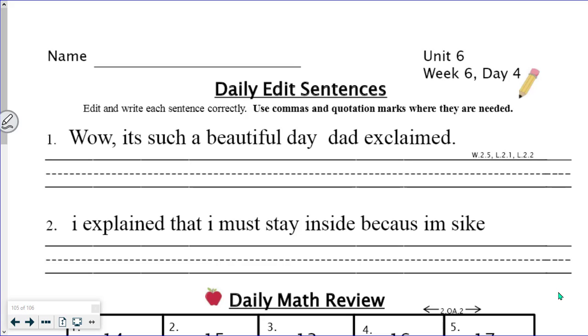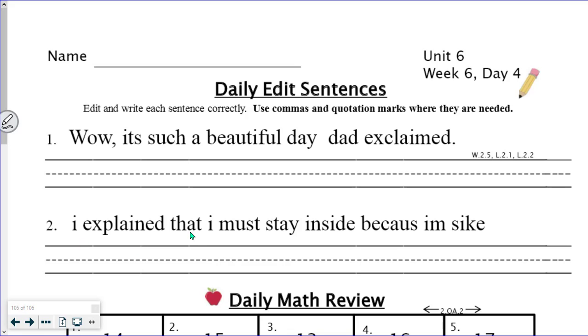We are on Unit 6, Week 6, Day 4. It should be Thursday. The directions say edit and write each sentence correctly. Use commas and quotation marks where they are needed. Let's start with number 1. "Wow, it's such a beautiful day," Dad exclaimed. Fix it up, rewrite it nice and neat on the line. Pause your video.